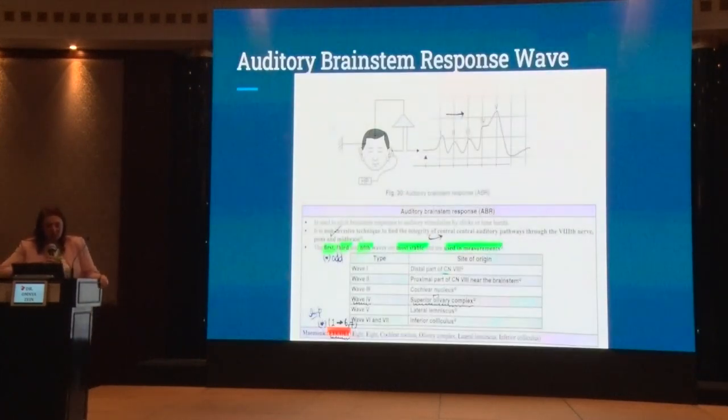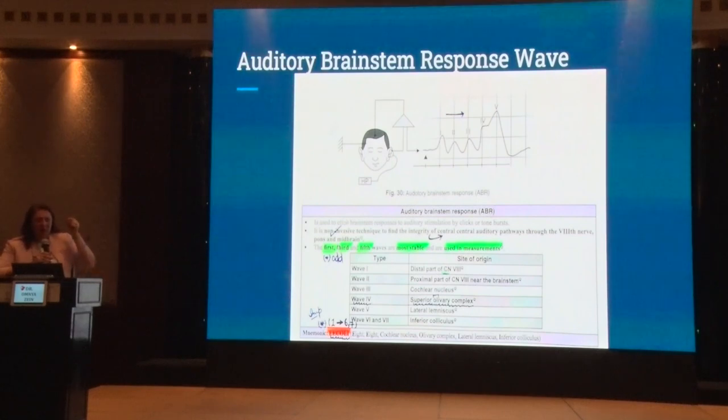Now, the most common and the most important diagnostic test for a hearing-impaired child is auditory brainstem response. This is the wave of auditory brainstem response, and this is how we do it. We put four electrodes: one on the vertex, one on the forehead, one on the mastoid of the left ear, and one on the mastoid of the right ear.